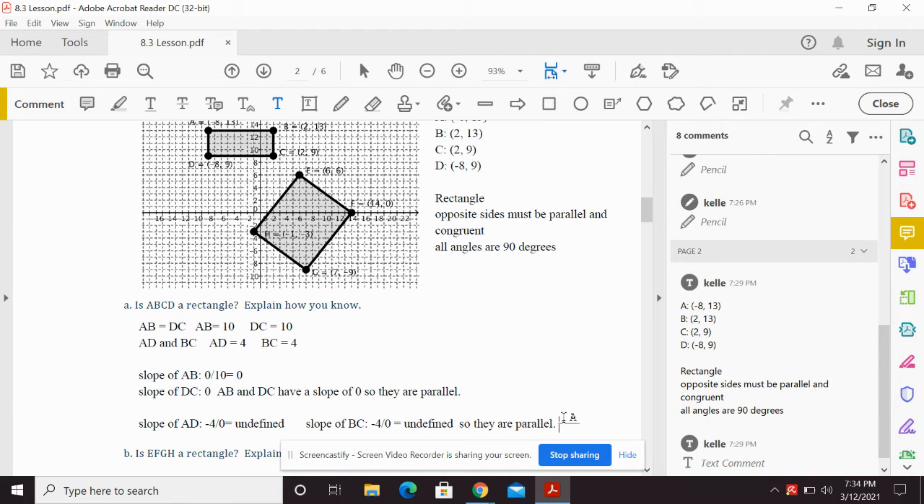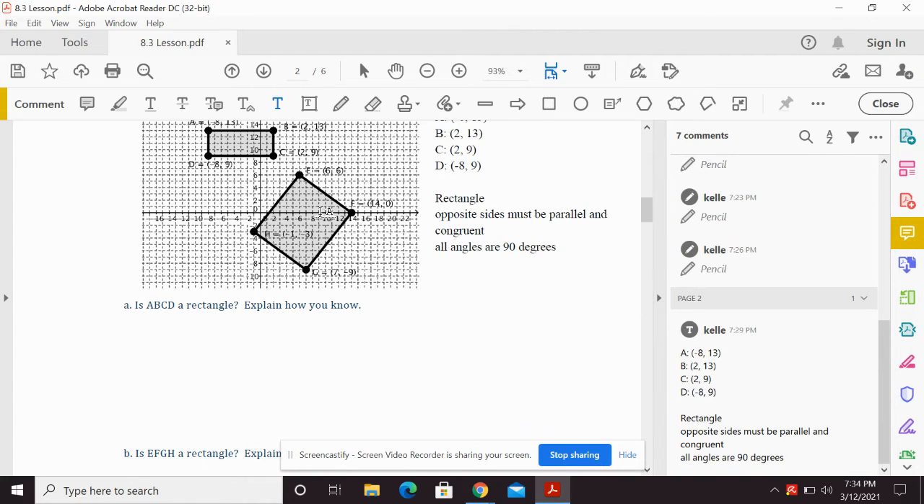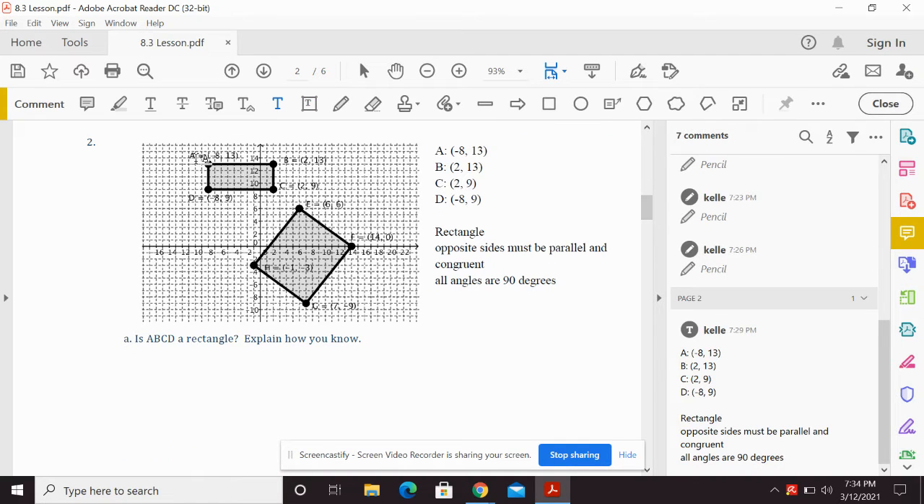Last thing you need to do is figure out, are all your angles 90 degrees? That means when these lines connect, do they form right angles? Do they form 90-degree angles? It looks like it, but we have to prove it. I'm going to get rid of this. Boom. Here we go.